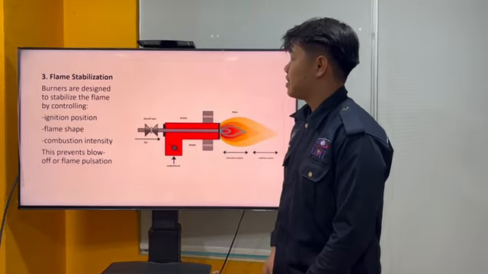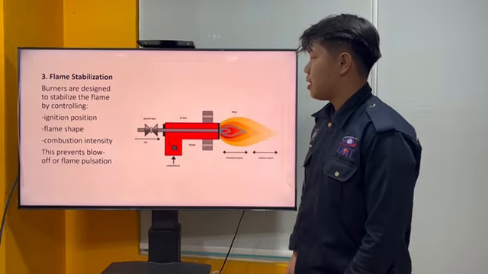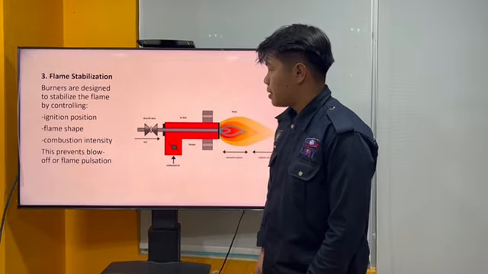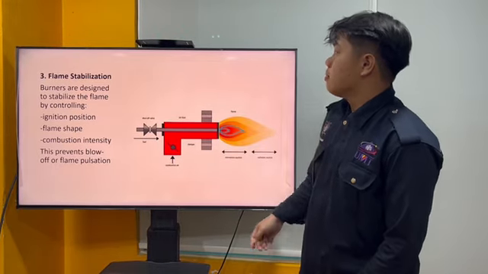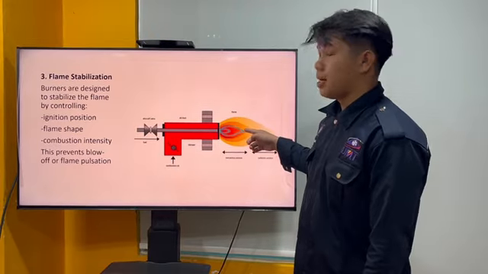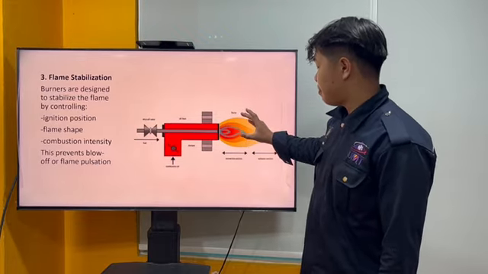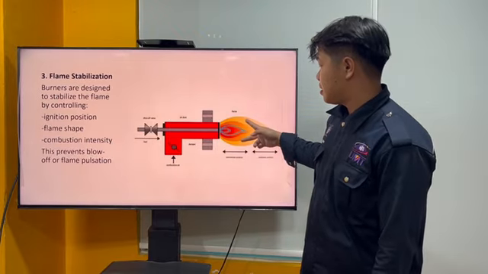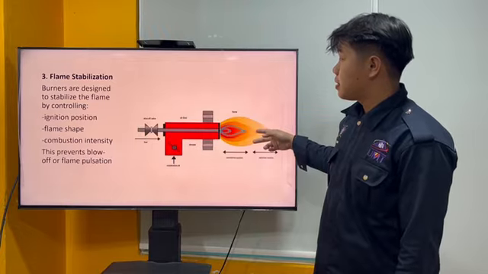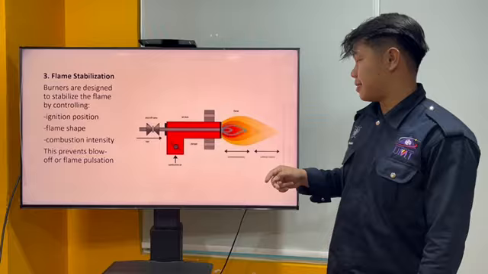Third is flame stabilization. Burners are designed to stabilize the flame by controlling the ignition pressure, flame shape, and combustion intensity. This prevents blow off of the flame. We need to stabilize the flame, because if the flame is too sharp, it will cause low efficiency. If the flame is orange color, it also causes low heat transfer.